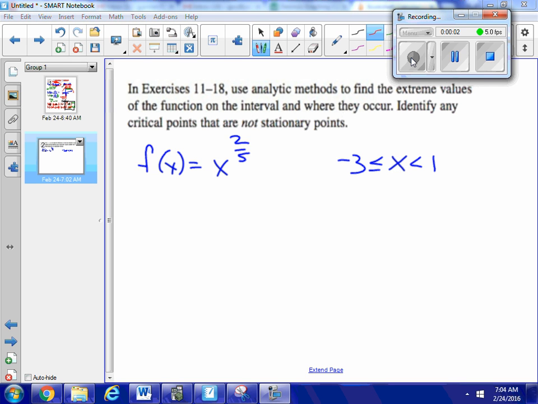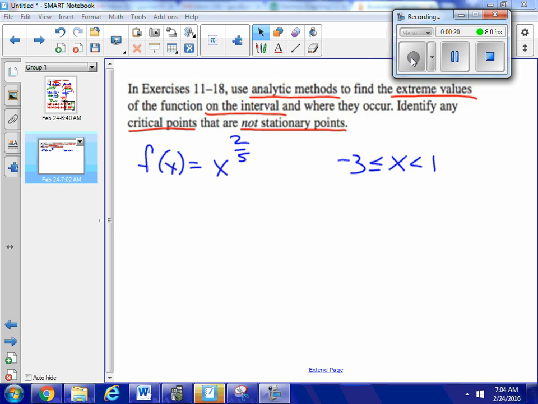In this problem, again, I'm being asked to use analytic methods. That means not a graph. I'm looking for the extreme values of the function over the interval that they gave me. And I'm supposed to identify critical points that are not stationary points.